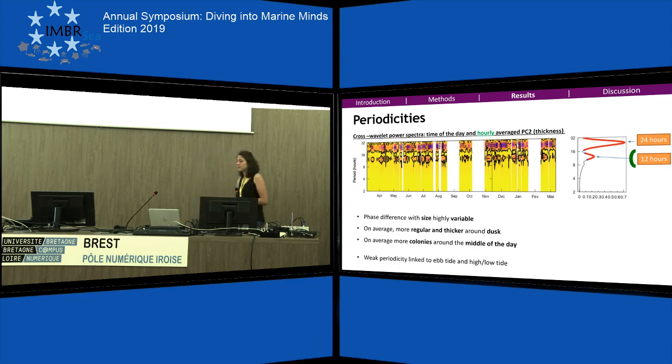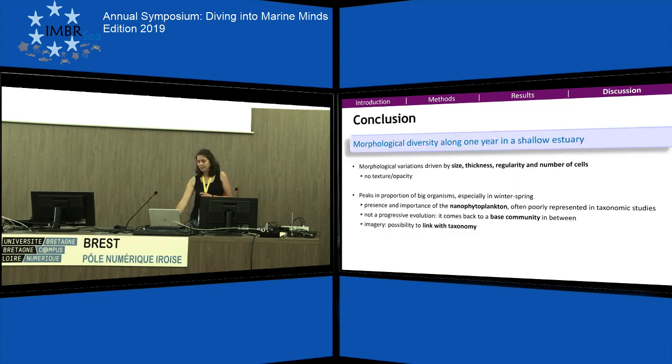We did the same analysis with the current speeds, so that we can look at the tidal cycle during the day. And there was a very weak periodicity linked to 6 hours and 12 hours 30, which is the tidal cycle usually. And that was what we were expecting to be significant. So it wasn't significant at all.